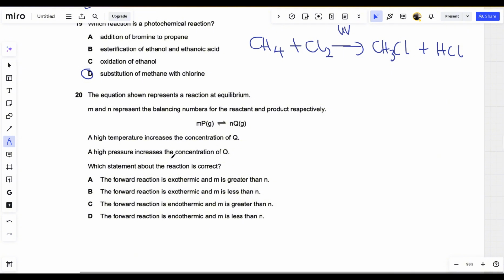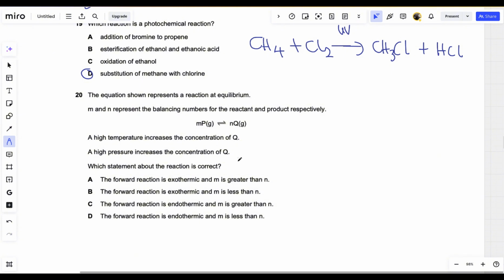A high pressure increases the concentration of Q. Also, a high pressure also increases the concentration of Q. Now, which statement about the reaction is correct? The forward reaction is exothermic and M is greater than N? No. The forward reaction is exothermic, and M is less than N? The forward reaction is endothermic, and M is greater than N. Yeah, the forward reaction is endothermic. It's not exothermic.